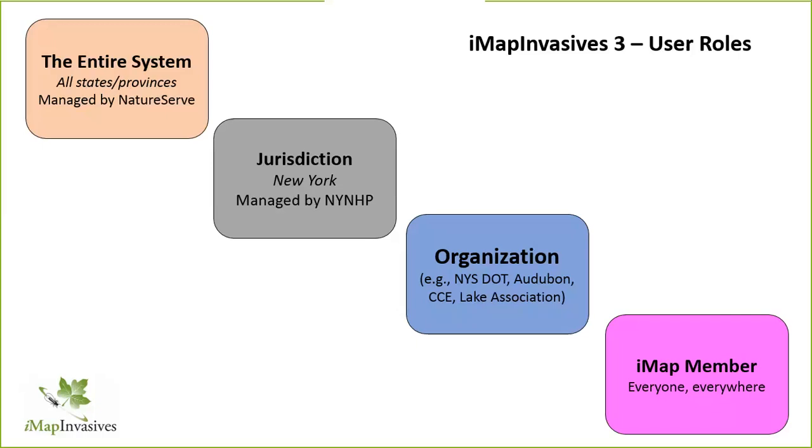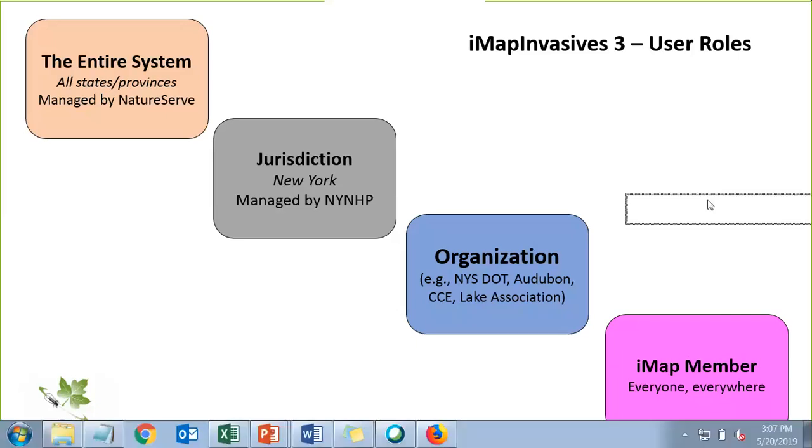And then within the jurisdiction, we have organizations, and that's many of you. You're part of a state agency or a not-for-profit or maybe a friends group of a local lake. There can be many different levels of organization within the system, and this is really where we're going to focus a lot of the webinar today. And then that pink box is the IMAP user. So that's you. You can be anywhere submitting data if you'd like, and you can fall within the categories that you see above.